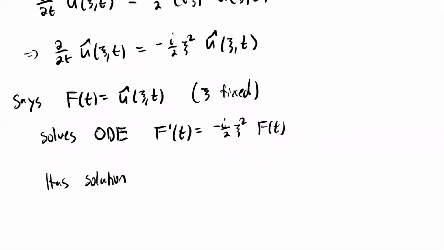Well, what do we have here? It says the derivative of f is a multiple of f. The only way that can happen is if f is exponential. We can solve this with f of t equal to e to the minus i over 2 xi squared t, times some constant.